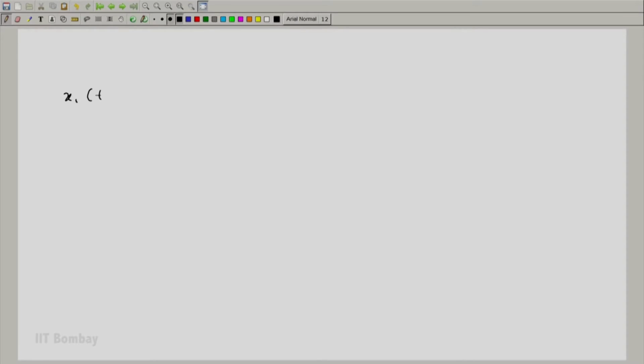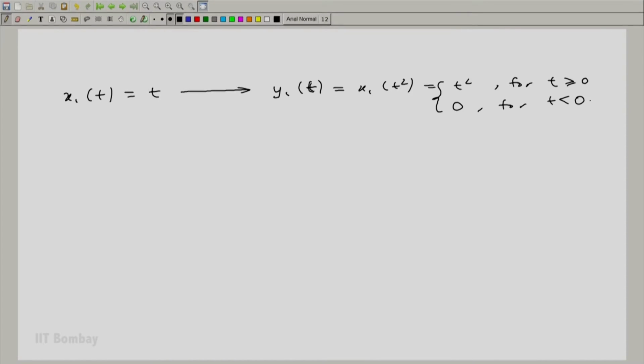Suppose you give the input x1(t) equal to, let us say, t to the system. For that input you will get the output y1(t), which is equal to x1(t squared) as per the definition of the system, which in turn is equal to t squared for t greater than or equal to 0. It is always 0 for t less than or equal to 0. So, this will be the output for such a system.